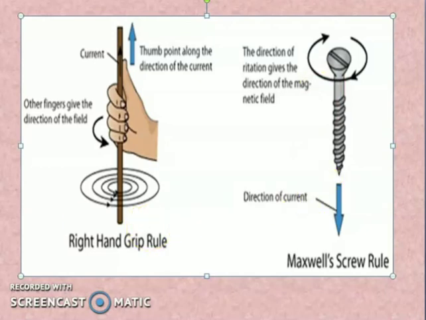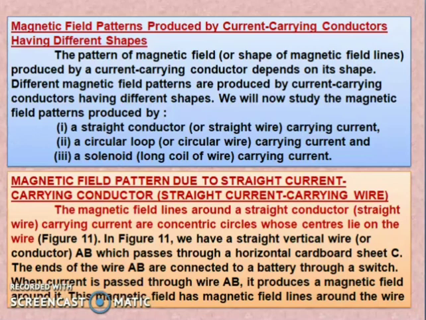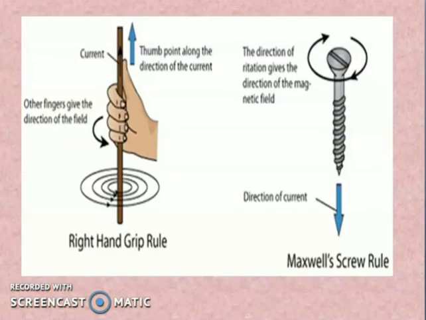So these are the rules that will be applied for the magnetic field that is produced due to straight current carrying conductors, that is, a wire. I hope you all have understood this one. If you see the video 2 or 3 times, then you can understand clearly about the right hand rules and magnetic field line patterns through current carrying conductors.